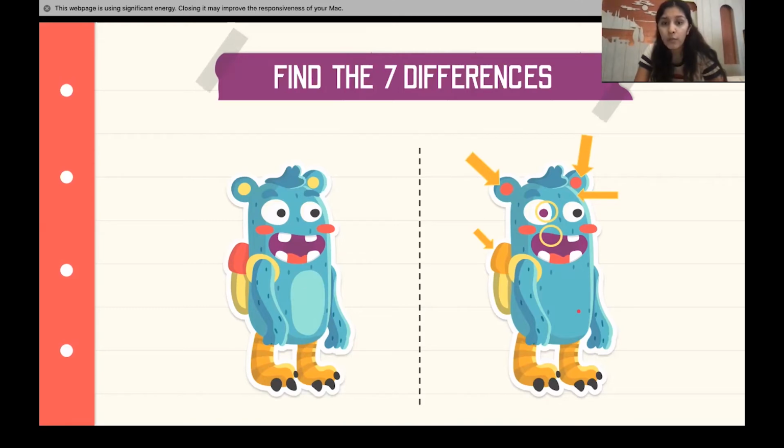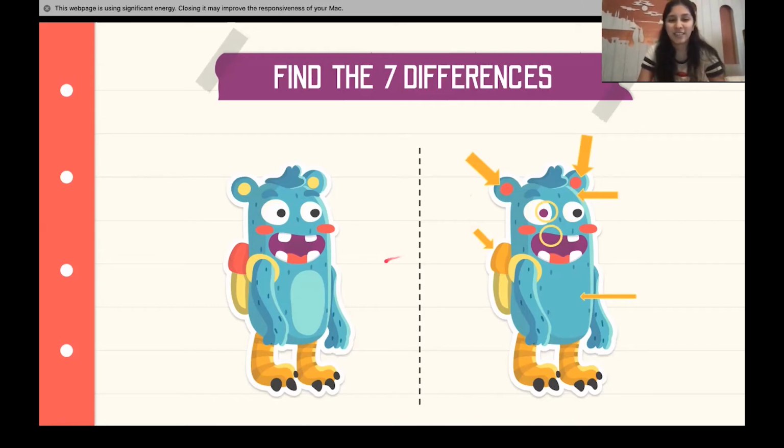Oh, look where I put my pointer. Yeah, how can I miss that? It's so big, right? It's his belly mark. He's missing the belly mark right here. Now, let's count how many we have found. 1, 2, 3, 4, 5, 6, 7. We found all 7. Big round of applause and a pat on the back.